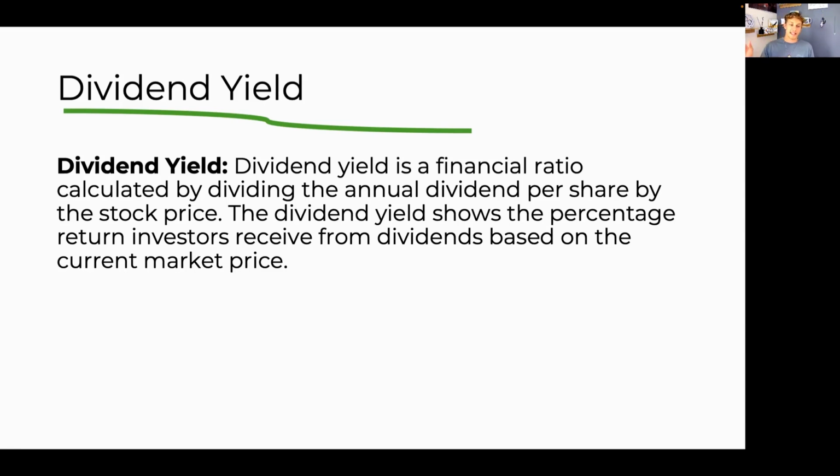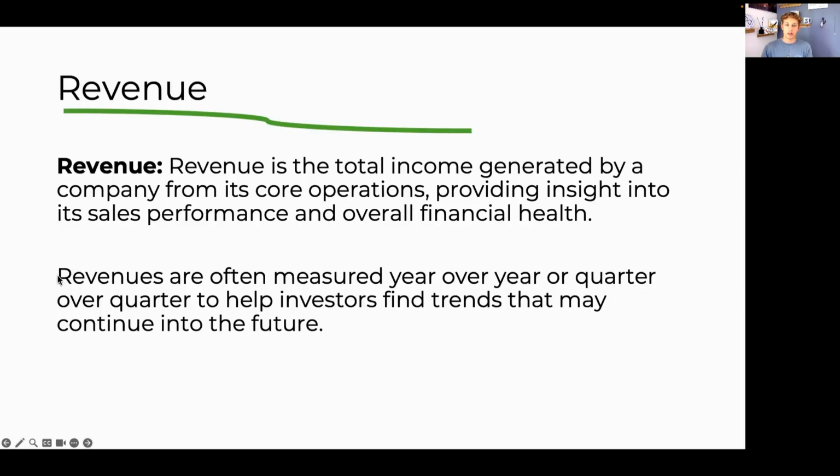So if I have a stock that's a $10 stock and they're paying me a 10% annual dividend, I know that for each share of stock I buy, I'm going to make $1 in that year. So hopefully that makes sense. That's dividend yield. And last up on our list of terms for today, I want to look at revenue.